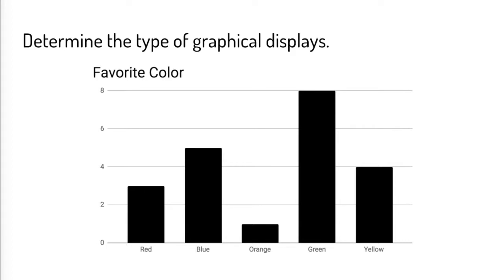First question, determine the type of graphical display. Remember the various kinds of graphical displays we could make depending on the type of data? Well, what is the name of this graph? What do you see? We see several bars. We see categorical values on the x-axis and the numerical values on the y-axis. What are some graphs that use bars? There are bar charts and histograms.